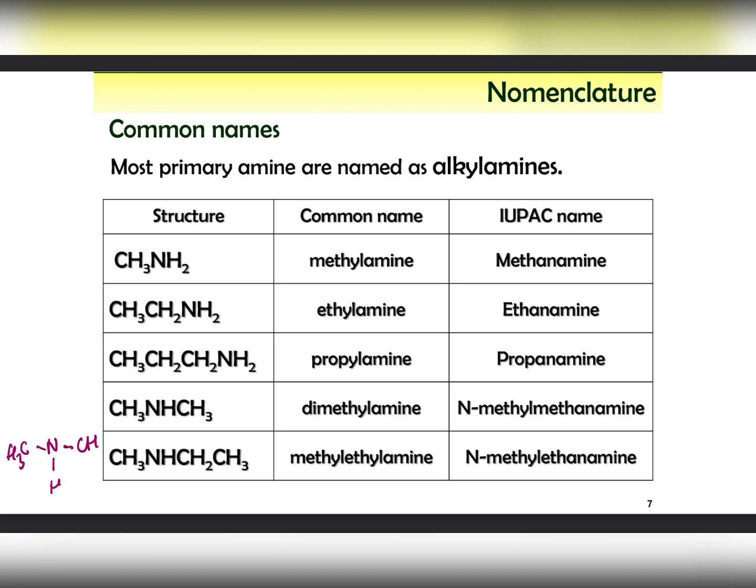So for the next structure you have CH2, CH3. Okay, so ini common name dia adalah methyl ethyl amine. And kenapa methyl ethyl? Because okay, this is your amine. You have methyl and ethyl attached to the amine. Okay, so itu common name. But for IUPAC name, kita akan follow this one. And at this nitrogen, kamu ada substituent methyl. So this one is N-methyl ethanamine.